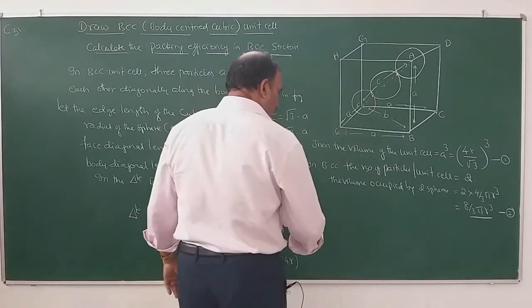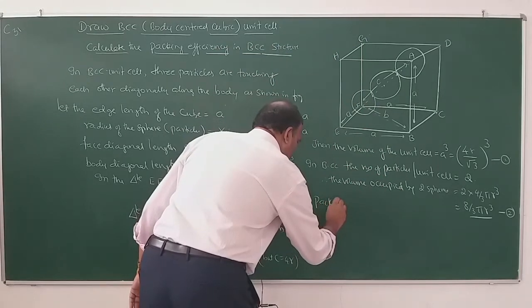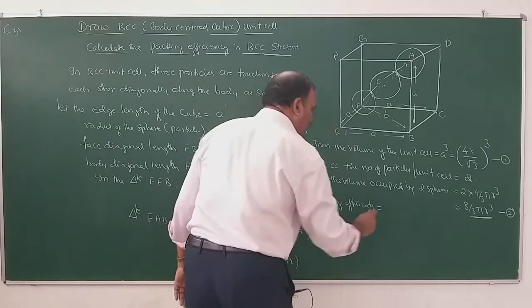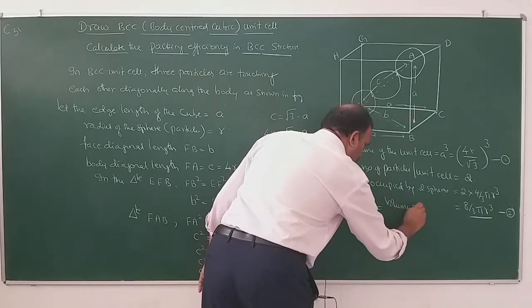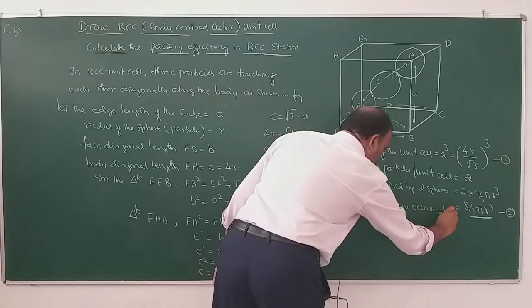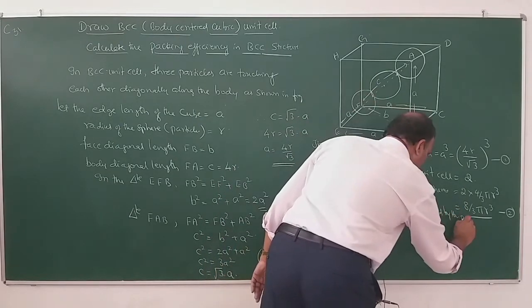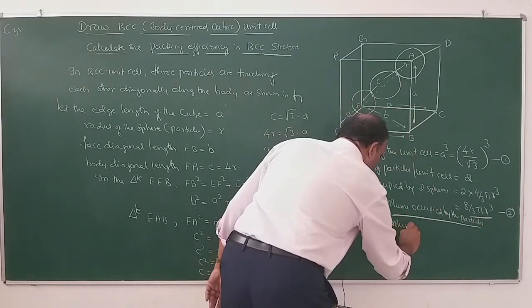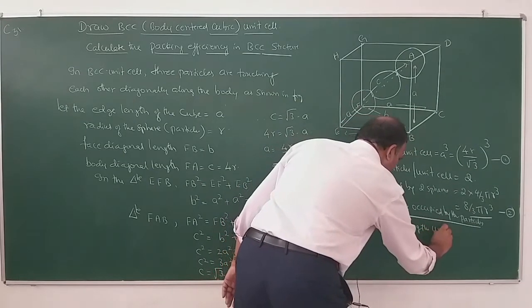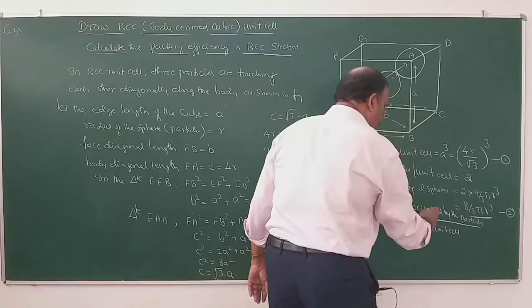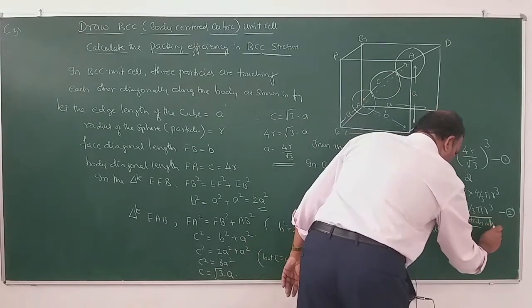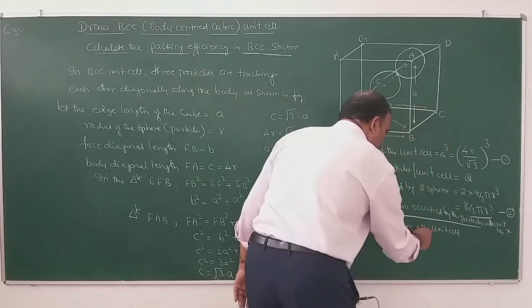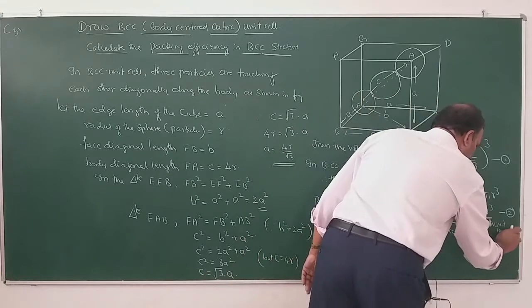So then packing efficiency equals the volume occupied by the particles in the unit cell divided by the volume of the unit cell, into 100.